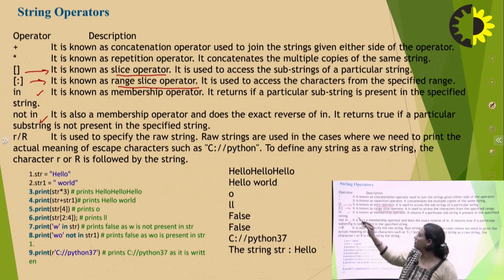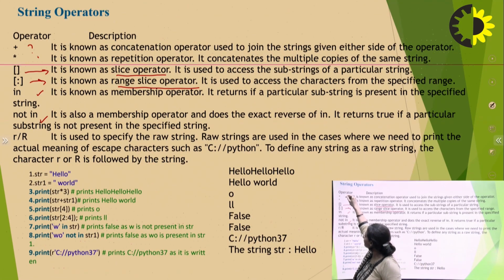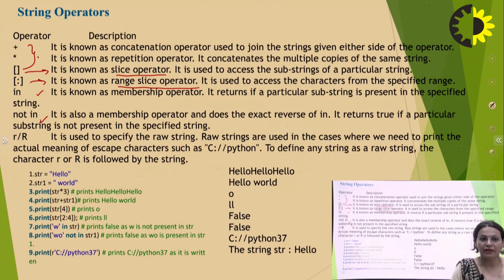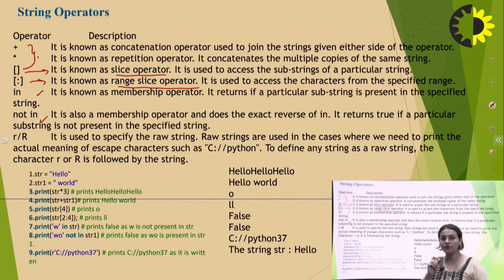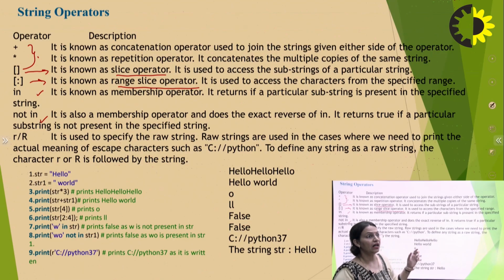So coming up with these two operators, plus and star. Plus and star are basically not new operators to you. These are the mathematical operators. But in the case of strings, they will not be considered as mathematical operators. Somehow in mathematics plus is used for addition, but because a string is a collection of characters, characters cannot be added with each other, they are concatenated.